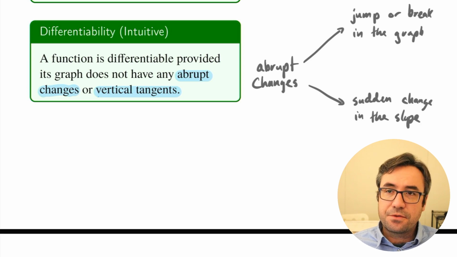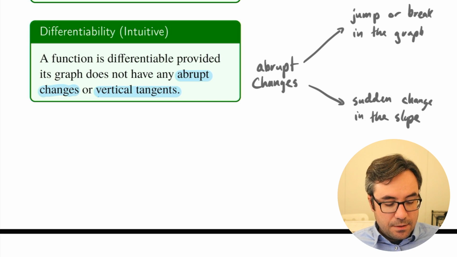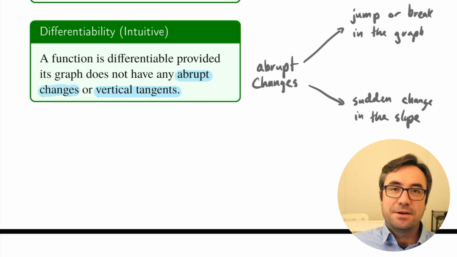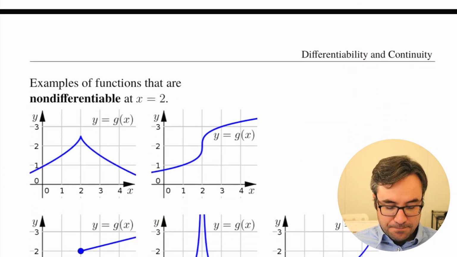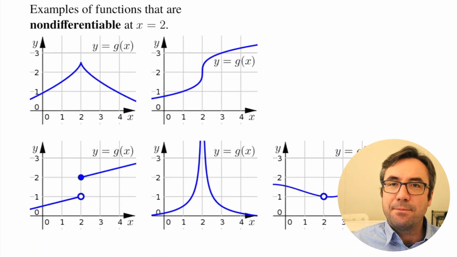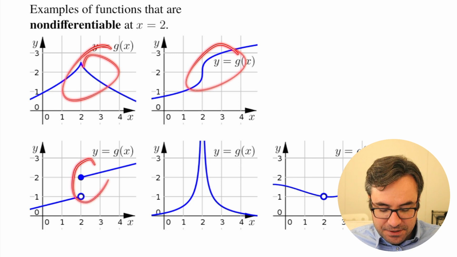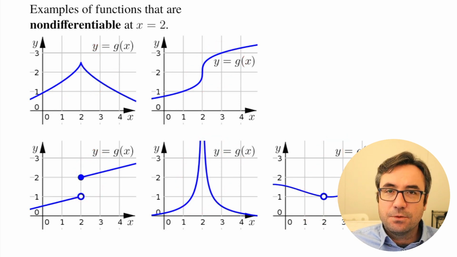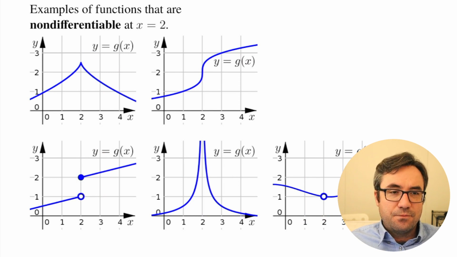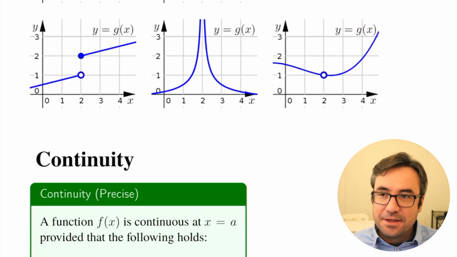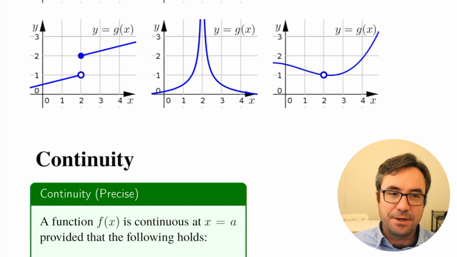So let's actually start with the more obvious examples where there's a jump or a break in the graph. We're going to look at a bunch of graphical examples here. There are 5 graphs, and every single one of these has something going on at x equals 2 that makes this function non-differentiable. Let's start with what I think are the more obvious ones, and that is these bottom 3.